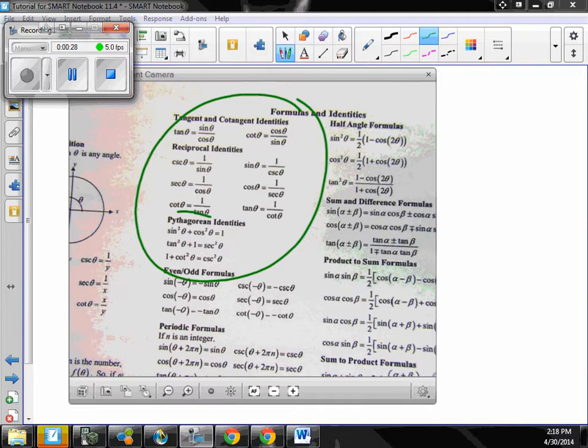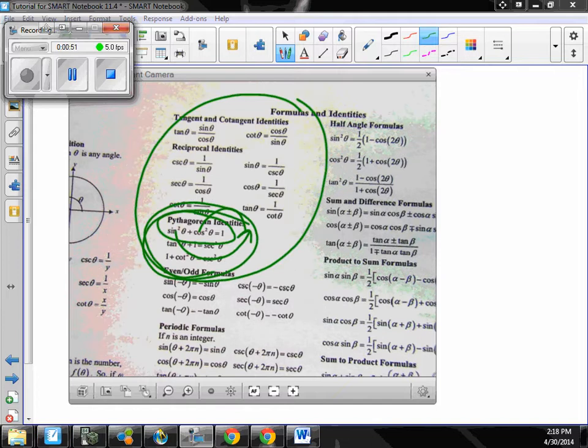So this first one can be written three ways. It either equals 1, or it equals cosine squared, or it equals sine squared. So I could say sine squared plus cosine squared is 1, or sine squared is 1 minus cosine squared, or cosine squared is 1 minus sine squared. So those are really the big ones that we're going to use today.